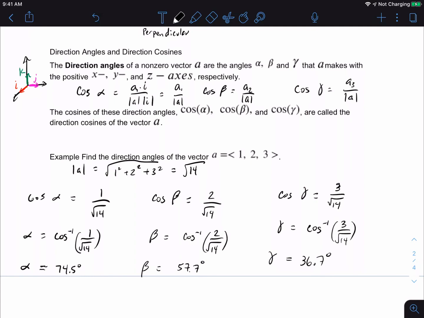Yeah. So these are the 3 angles, the directional angles that are formed based off of the vertex, or based off of where the angles are formed of the vector to the axes x, y, and z. Okay.